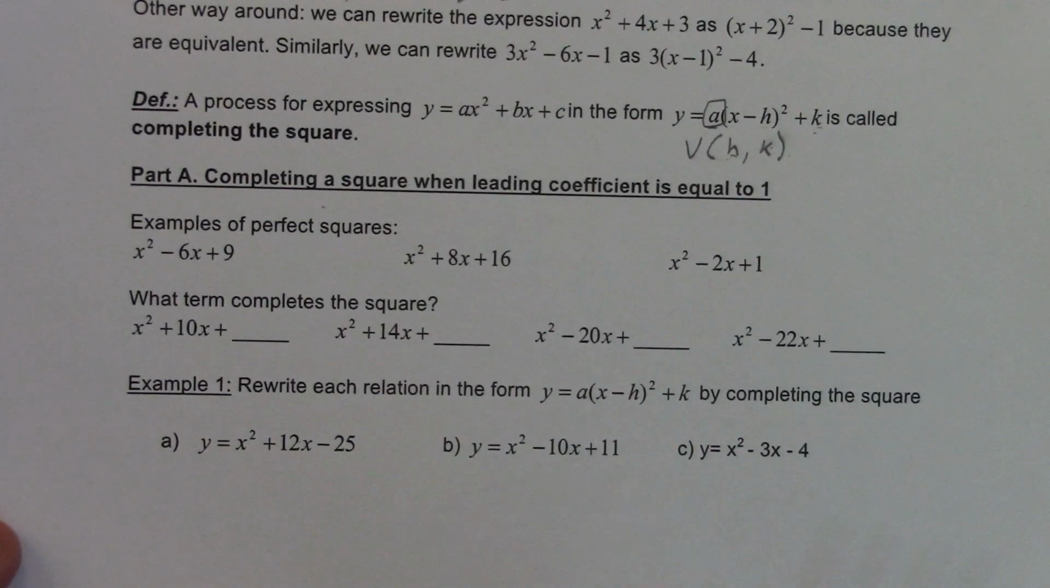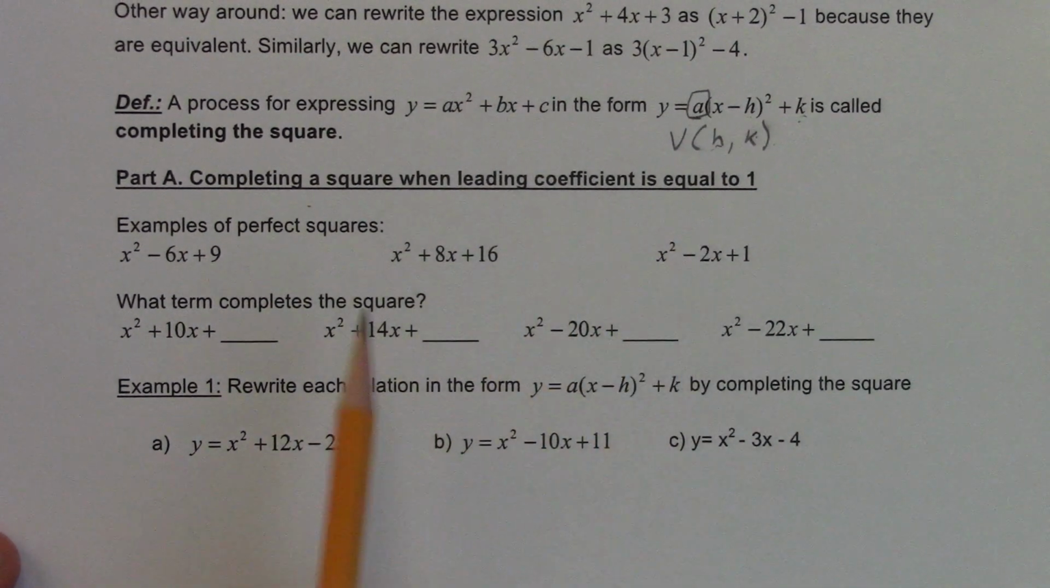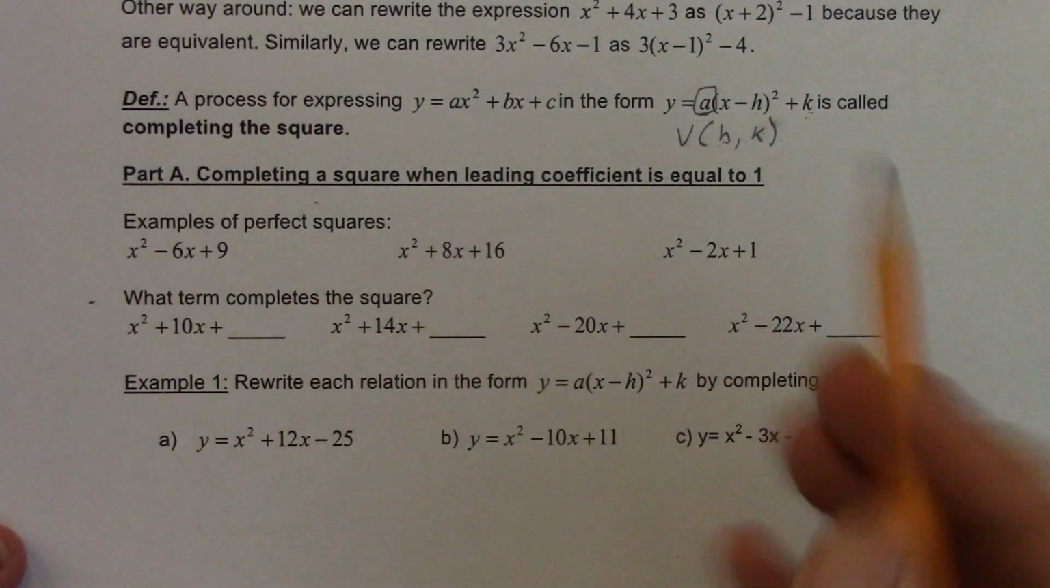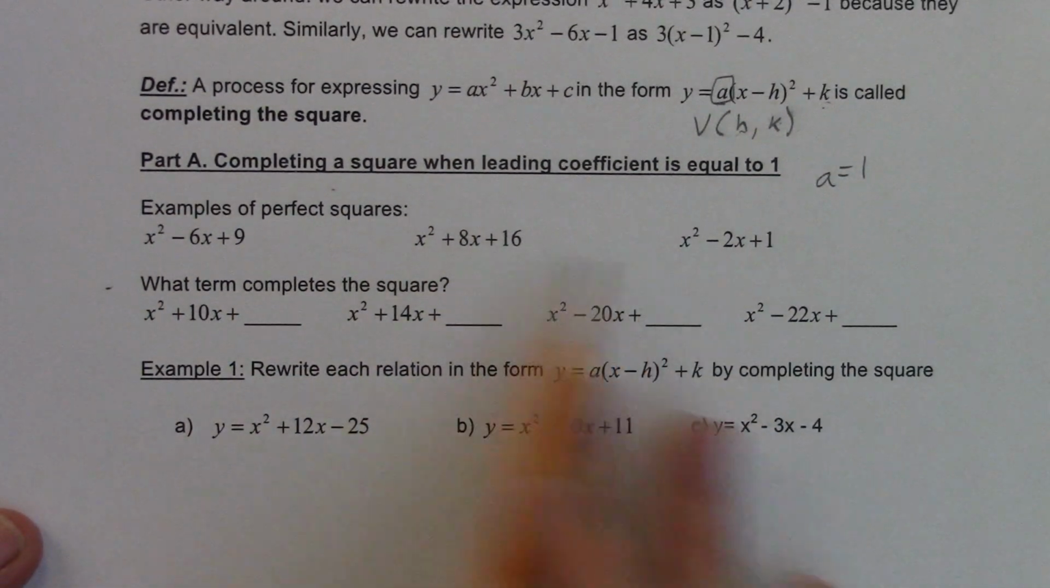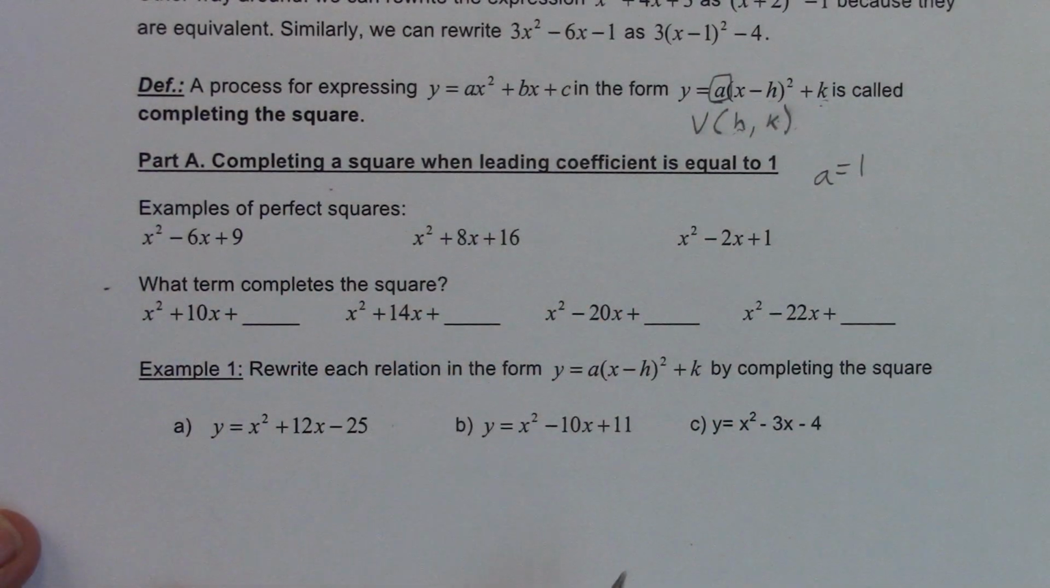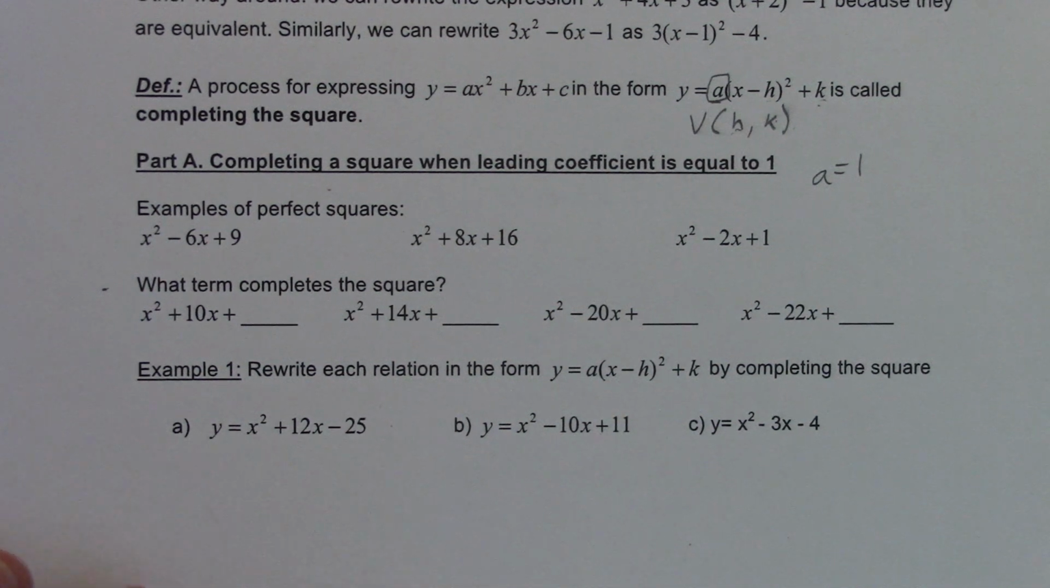All right, so completing the square when the leading coefficient is equal to 1. So when this A value, A, is equal to 1, all of your terms are going to look like this. Okay? All right, so we need to complete this square.